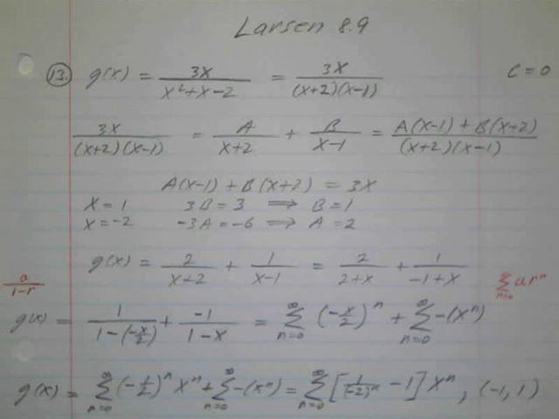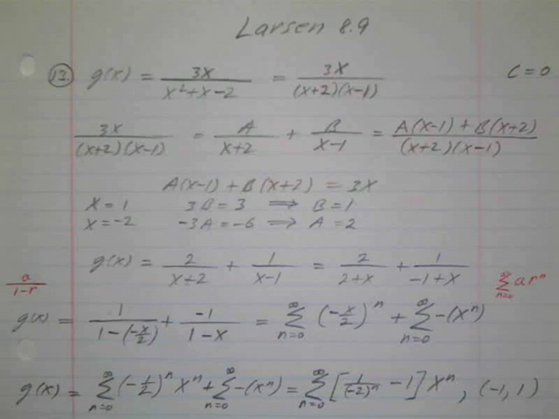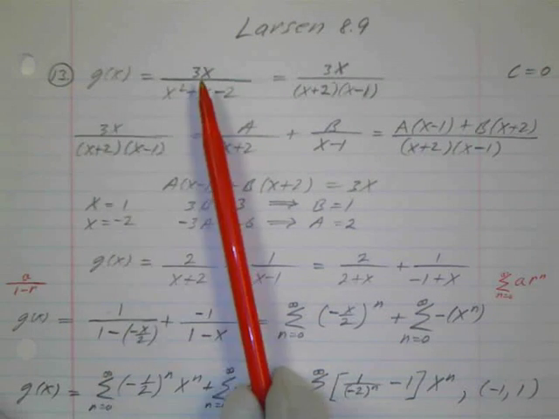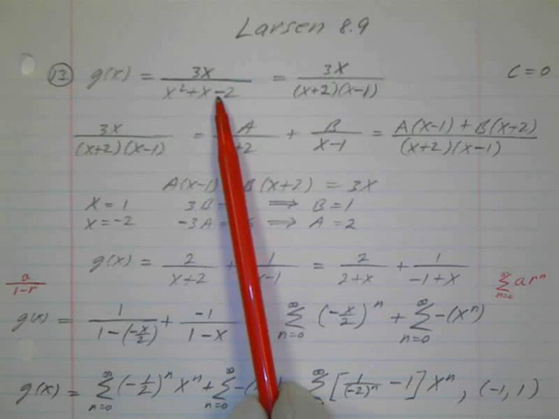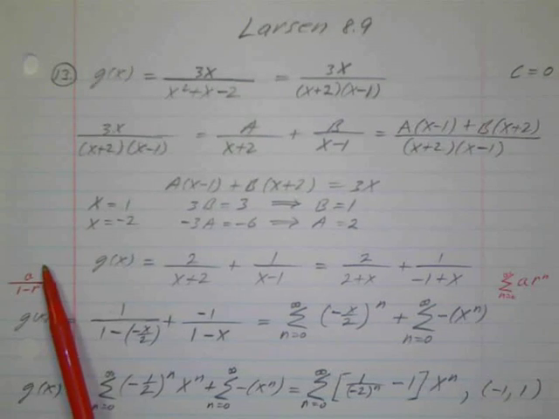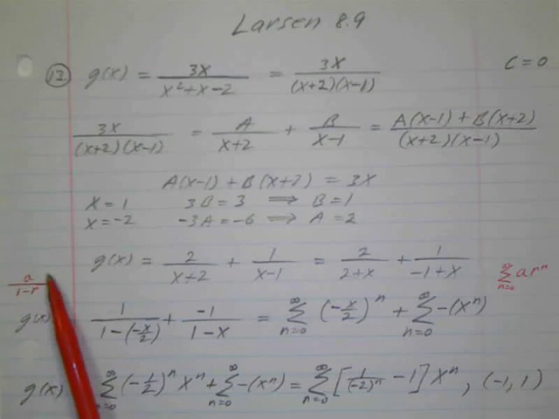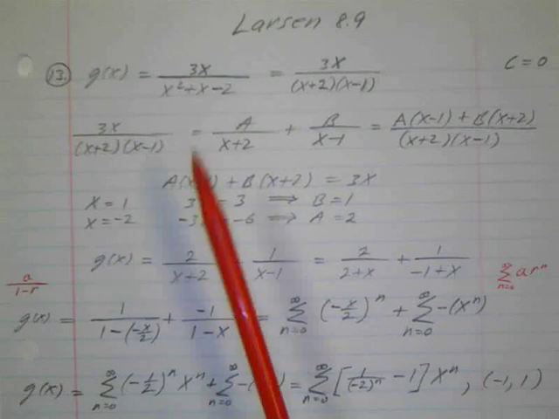Here's number 13 from the Larsen 8.9 worksheet. Check the focus here. What we want to do is deal with this function g of x equals 3x over x squared plus x minus 2. And we're looking to get these expressions in this type of form so we can maybe use a geometric series.